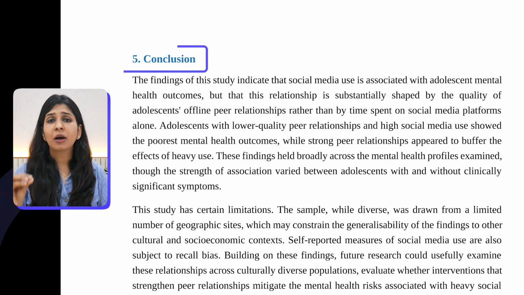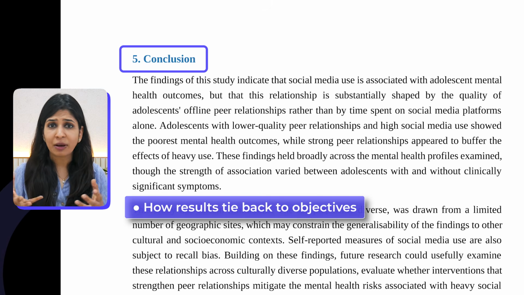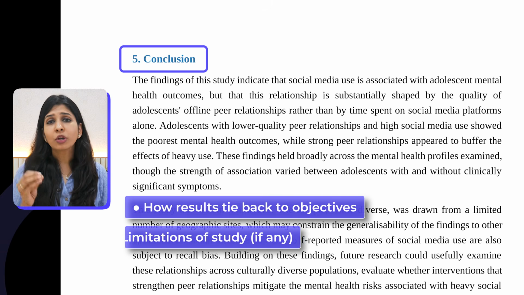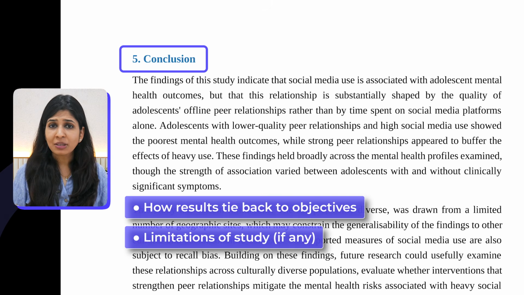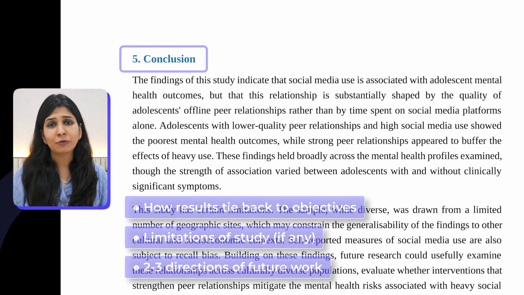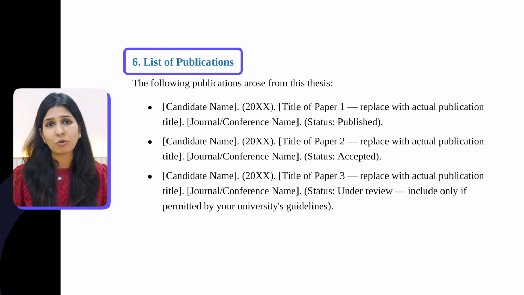And then after that comes the conclusion section, and this is where you tie back the results that you have achieved to the objectives that you had set out in the beginning. You can also mention any limitations that your study had and 2 or 3 directions that your research opens up for the future. After that, you share a list of publications or patents that came out of your thesis.